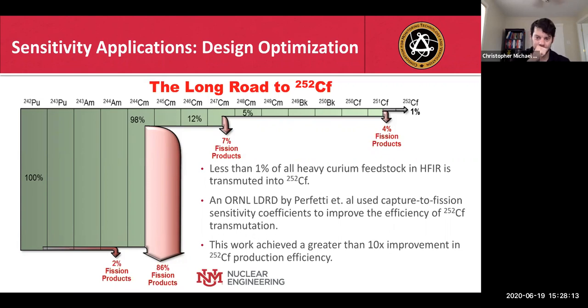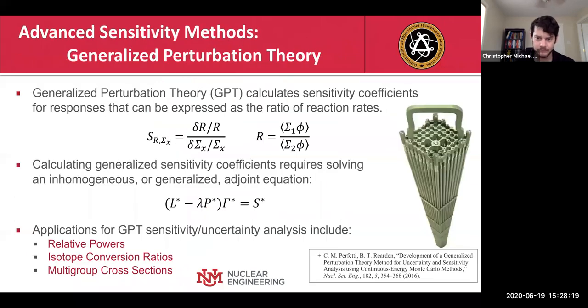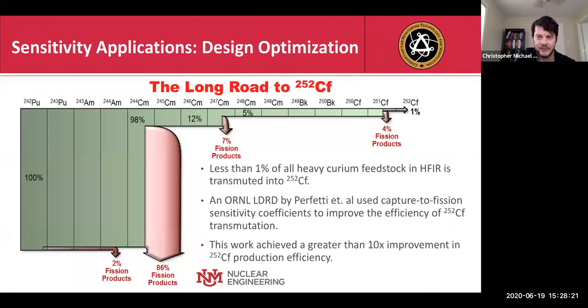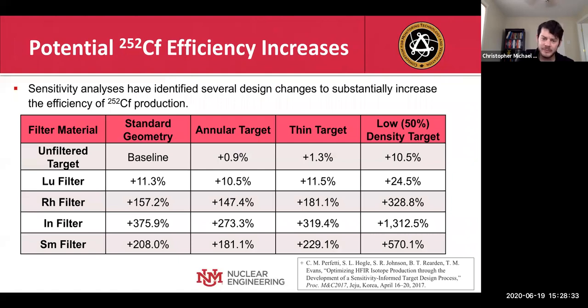So what we were trying to do is use these sensitivity coefficients to optimize this process, to optimize the capture to fission ratios so that we have more capture and less fission. So we got an LDRD at Oak Ridge to do that, developed some cool capabilities, did some studies, and we saw that we could get potentially large improvements in the efficiency of californium-252 production.